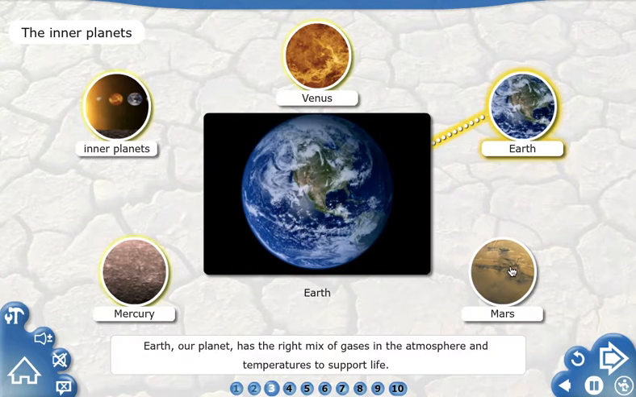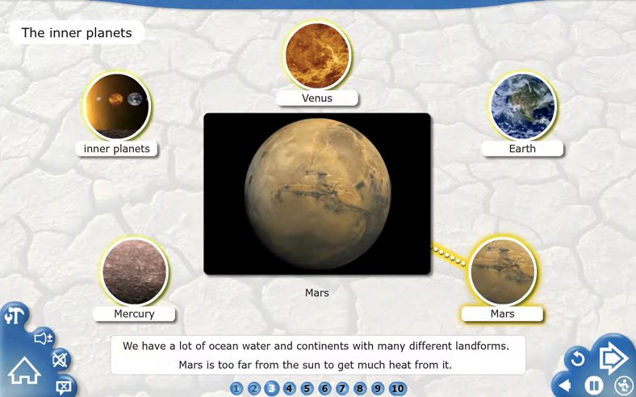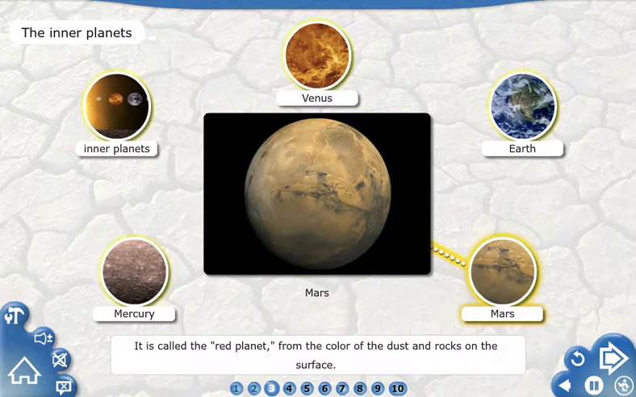Earth, our planet, has the right mix of gases in the atmosphere and temperatures to support life. We have a lot of ocean water and continents with many different landforms. Mars is too far away from the sun to get much heat from it. It is called the red planet from the color of the dust and rocks on the surface.